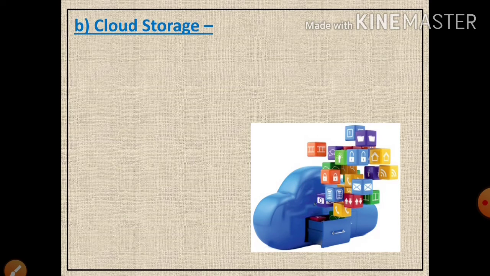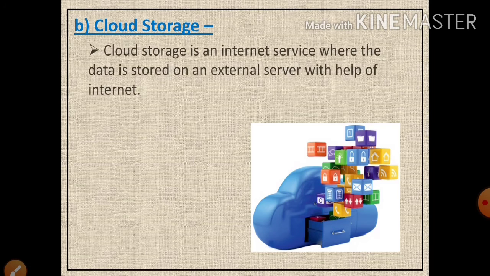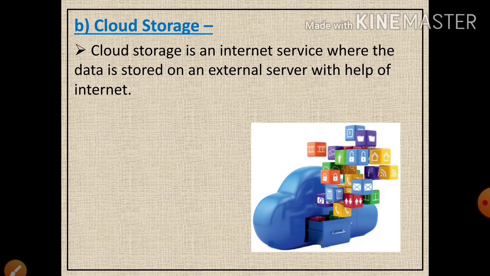Now let us move to the next secondary storage space, that is cloud storage. Nowadays, instead of storing data on a local drive, many people are opting for cloud storage. Here I have shown you the diagram of what cloud storage looks like. But what is actually cloud storage? Cloud storage is an internet service where the data is stored on an external server with the help of the internet.